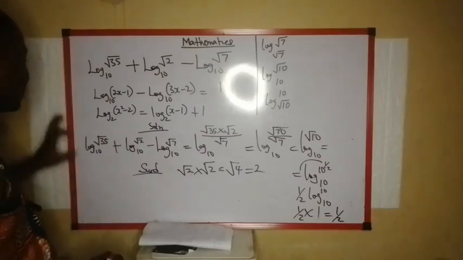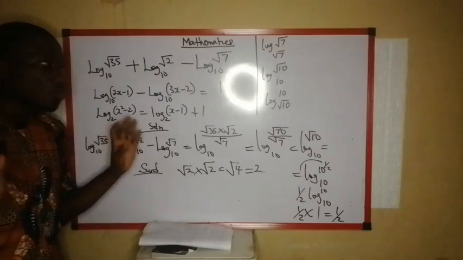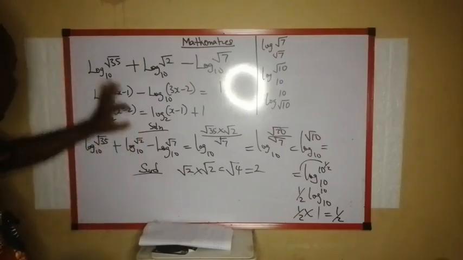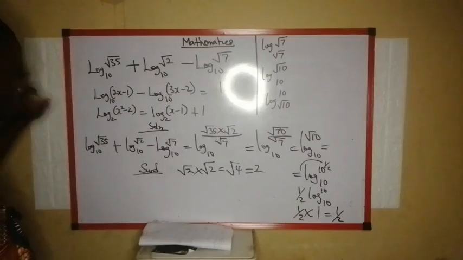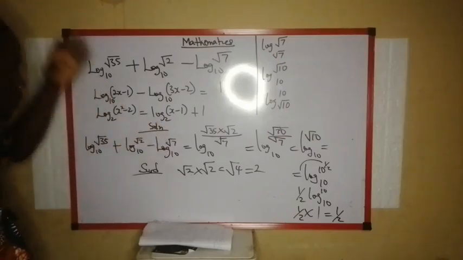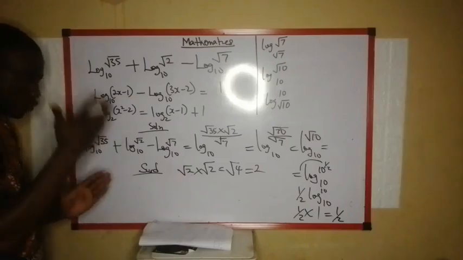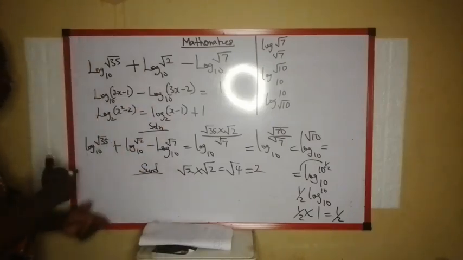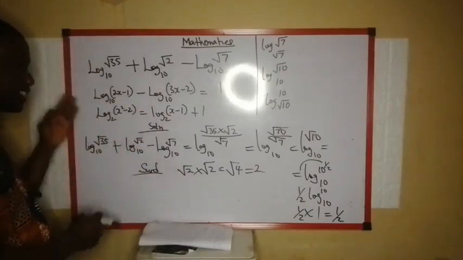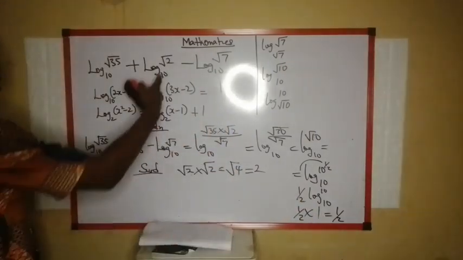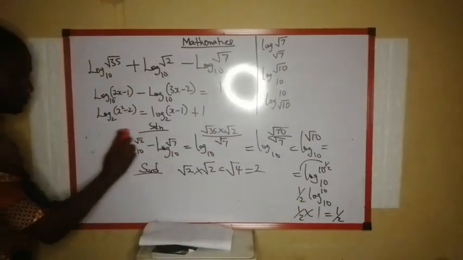So in this situation, even without solving, you can simply analyze this and say root 35 times root 2 is root 70. Root 70 divided by root 7 is root 10. And you know that there is a power, 10 raised to power half. Take half to the back. You have half log 10 base 10, which is half times 1. And this gives you half. So the answer to this is half.